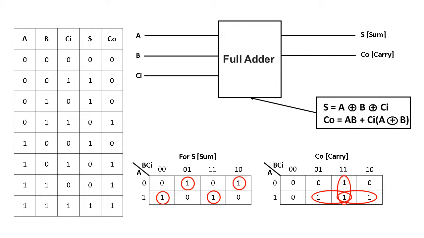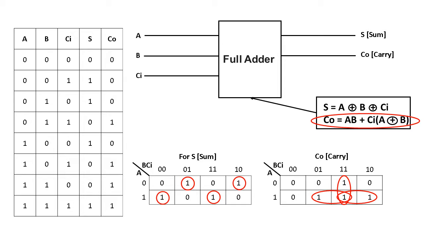One thing you can observe is that in some of the books the formula has been given as carry output equal to AB plus Ci common in bracket A XOR B. So how to achieve this formula? Let us observe.